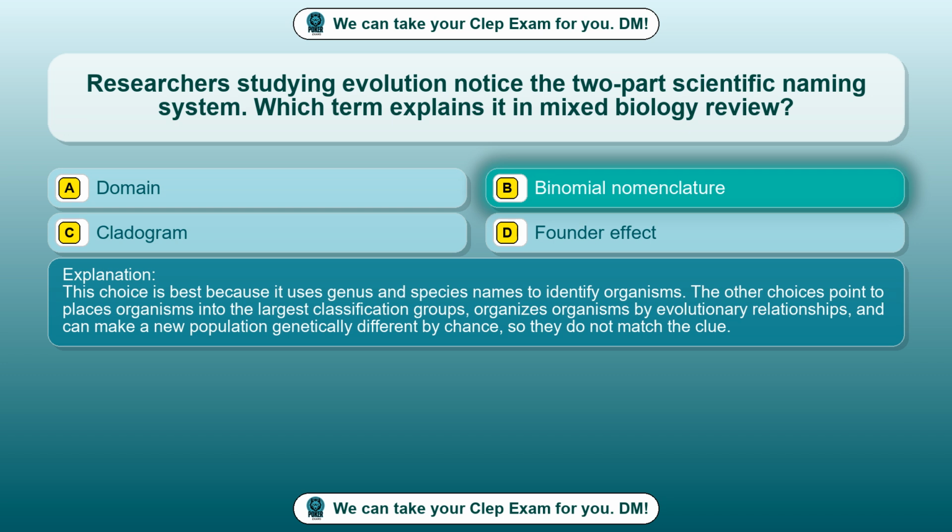The other choices point to places organisms into the largest classification groups, organizes organisms by evolutionary relationships, and can make a new population genetically different by chance, so they do not match the clue.